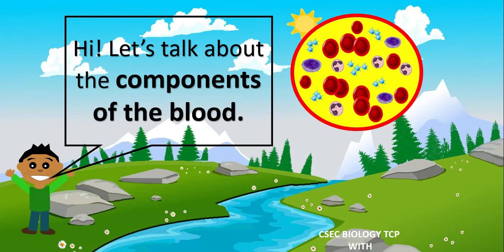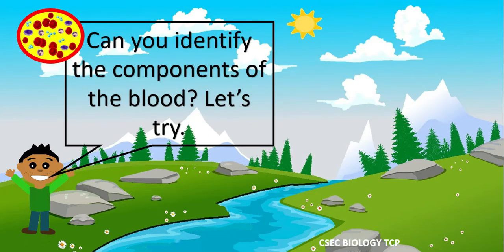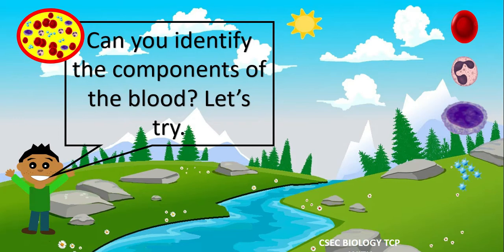Let's talk about components of the blood. Can you identify the components of the blood? Let's try. Red blood cell, white blood cell, white blood cell, platelets, plasma, red blood cell. We were correct.